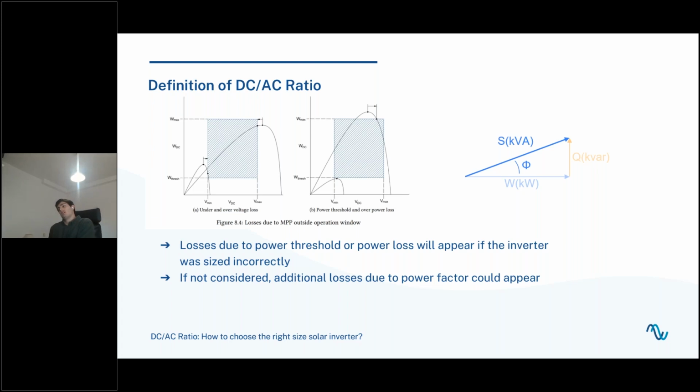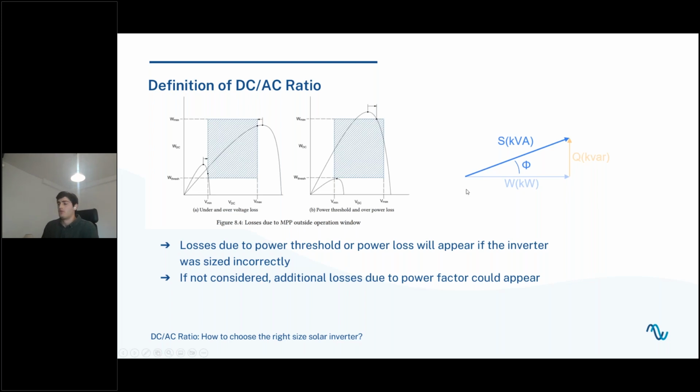So going to the inverter, I wanted to add these graphs where we can see the operation window of one inverter, and how putting more power in the DC input of the inverter may incur some losses at the inverter, as the inverter is not able to transform all of that power into AC power.